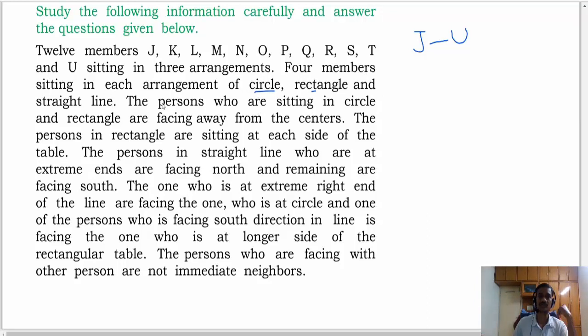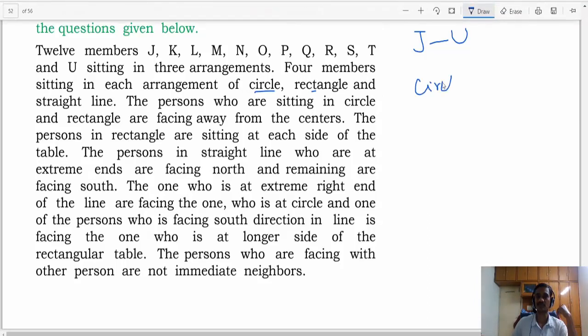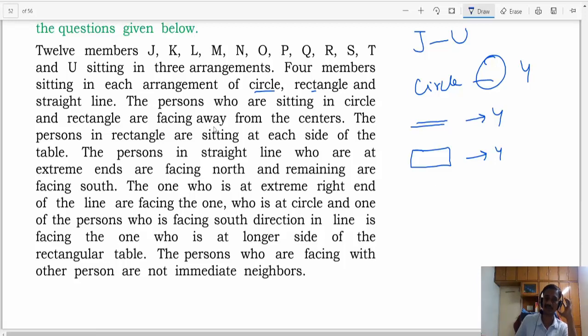Circle ఒకటి, rectangle ఒకటి, straight line ఒకటి. Circle 4 members and straight line 4 members. And next one, rectangle 4 persons. 4 persons in the circle, 4 persons in the straight line and 4 persons in the rectangle. The persons who are sitting in circle and rectangle are facing away. Ikkada all the persons are away from the center. And here also all the persons are away from the center.